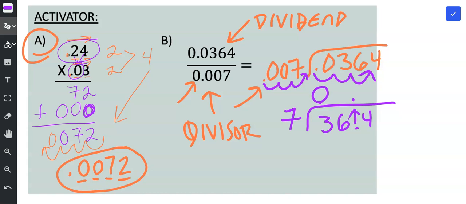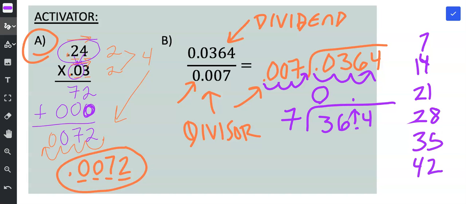Well, 7 goes into 3 0 times. How many times does 7 go into 36? Well, think about it. 7 times 1 is 7, 7 times 2 is 14, 7 times 3 is 21, 7 times 4 is 28, 7 times 5 is 35, and 7 times 6 is 42, which is too much. So 1, 2, 3, 4, 5 times. We put a 5 at the top. 7 times 5 is 35, so we place 35 below 36 and we subtract it from 36 and we get 1. And then you cannot ask the question till you bring a number down.